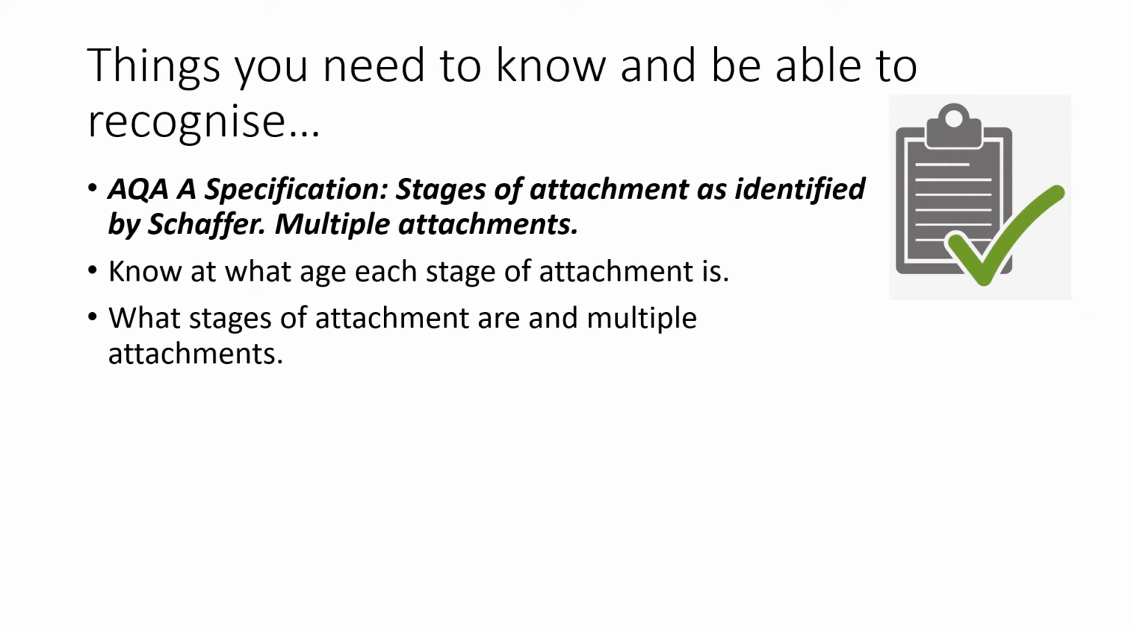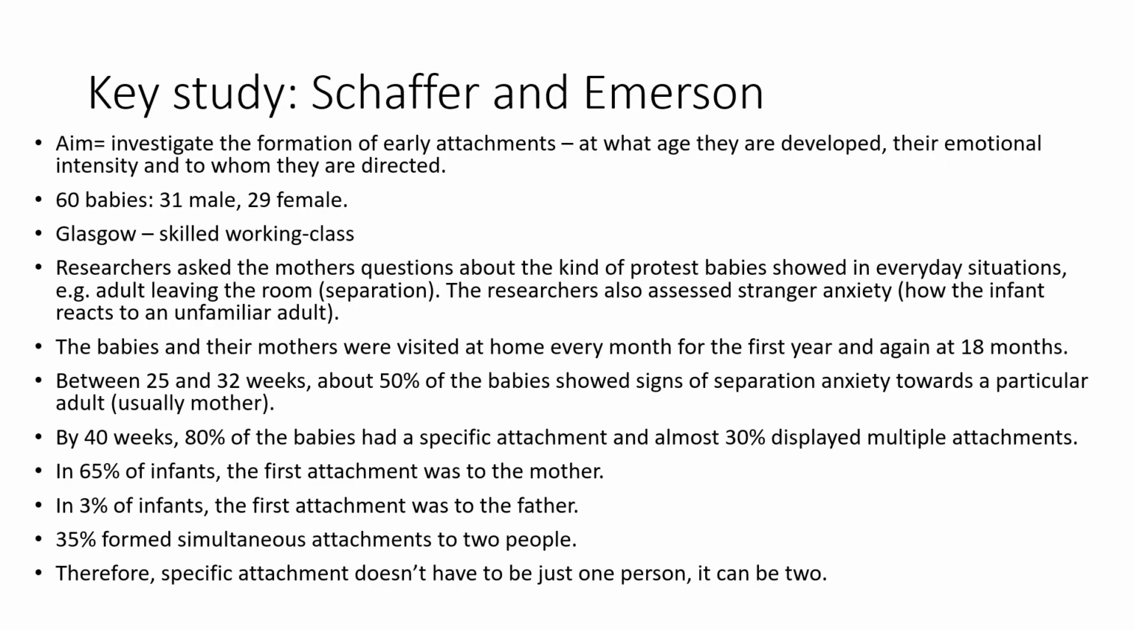So you need to know at what age each stage of attachment is. And you also need to know what stages of attachment are and what multiple attachments are. So we've got this key study at the top of your page, which is by Schaffer and Emerson. So their aim was to investigate the formation of early attachments. So they were looking at what age that attachment develops and their emotional intensity and to whom their attachment is directed towards.